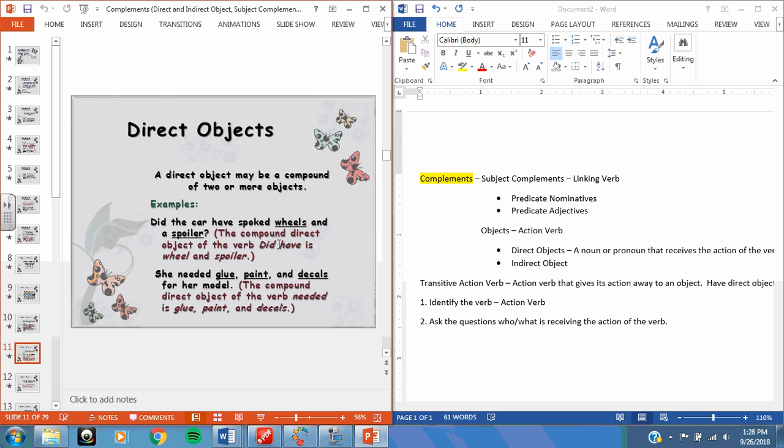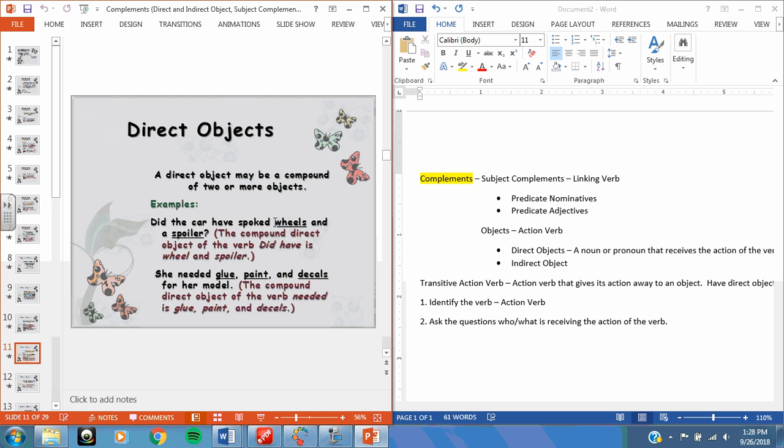A direct object may be compound. We can have as many direct objects as there are words in the English language, as long as they are all receiving the action of the verb. So did the car have spoked wheels and a spoiler? Who or what did the car have? Wheels and a spoiler. Notice that they're not putting in adjectives or including the conjunction, just the nouns.